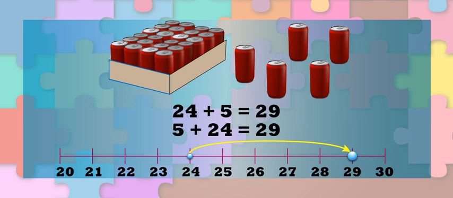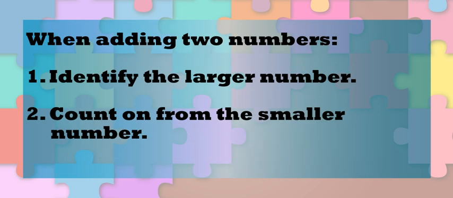Let's review how to use your counting skills to add. When adding two numbers, 1. Identify the larger number. 2. Count on from the smaller number.